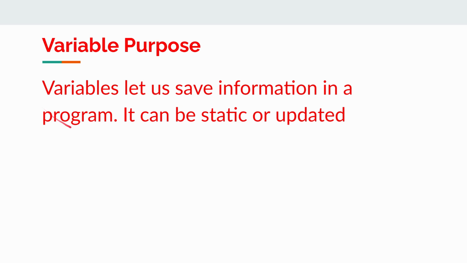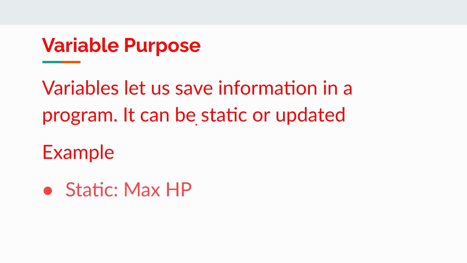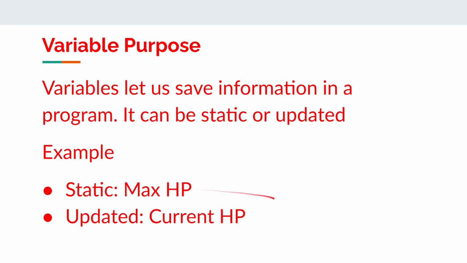So one example of a static variable would be in a game, your maximum health is going to be stored as something that's usually pretty static because it doesn't change very often, and you want to keep track of what that maximum is. That way you can't go above it. In contrast, an updated variable would be your current HP. Because as you go through the game, as you bump into things and take damage, you're constantly going to be adjusting it, bringing it down for damage, bringing it up for healing, and so on. So those are two ways that, at least in video games, we would be using variables.